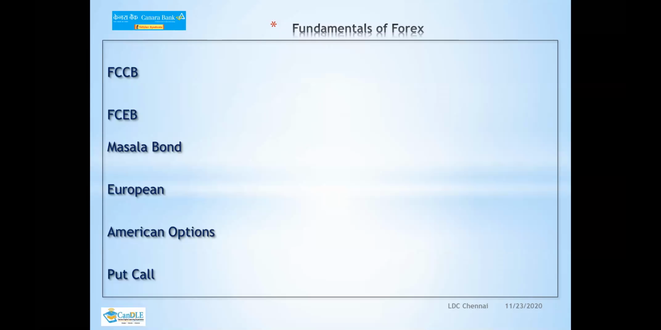Suppose I took a 1 lakh USD loan. I am getting 70 lakhs now, 75 lakhs now. If the exchange rate has gone up to 85, the rupee fell. At maturity, how much do I have to pay?